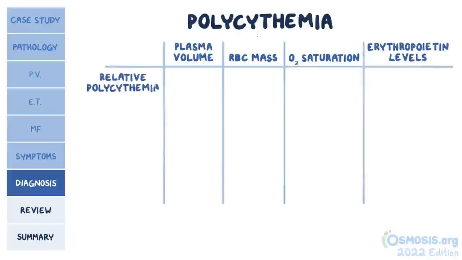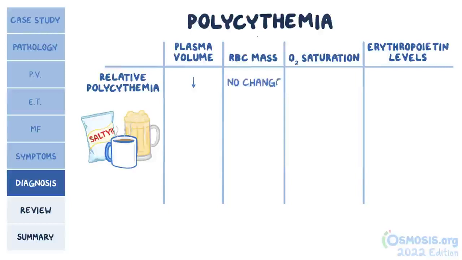Relative polycythemia happens when something like dehydration, diuretic use, or a burn injury causes a decrease in plasma volume, resulting in an apparent increase of red blood cells. But the red blood cells are only increased relative to the plasma. Therefore, we don't expect any change in the red blood cell mass, oxygen saturation, and erythropoietin levels.